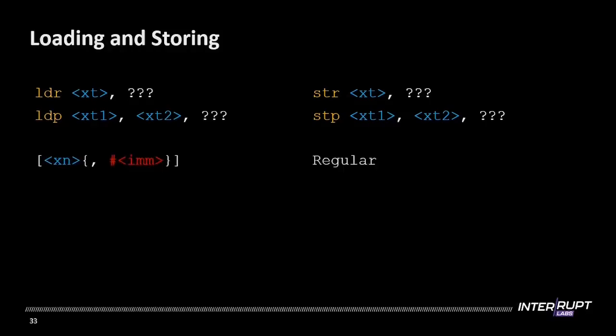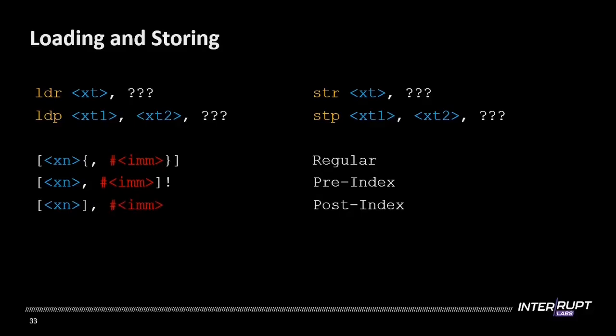The most basic case has this syntax, where the contents of xn plus the optional immediate form the memory address that you want to load from or store to. This variant doesn't affect xn at all. But if you put an exclamation mark after it, you get the pre-index variant, which stores the memory address back in xn. There's also the post-index variant, which only uses the contents of xn to get the memory address, but after the access, the immediate is added and the result is stored back in xn.